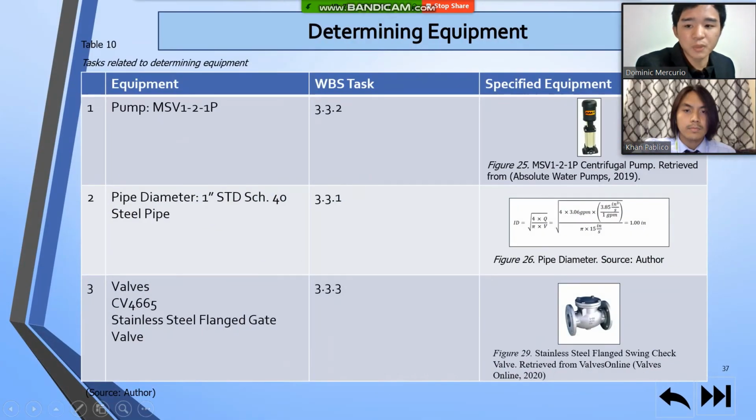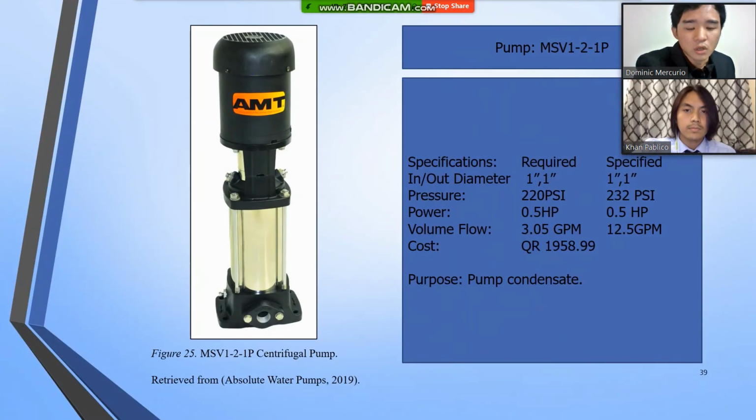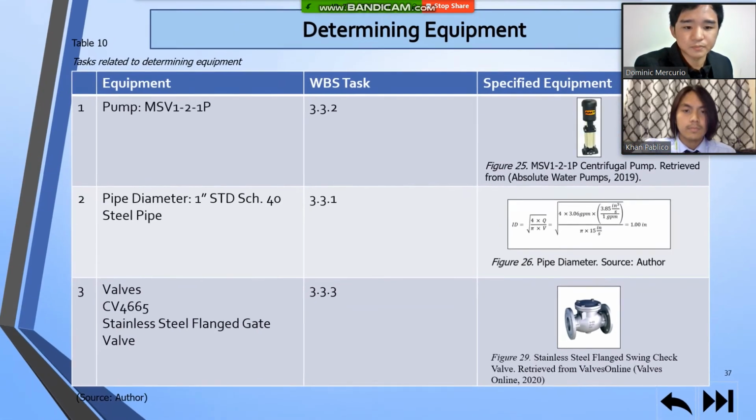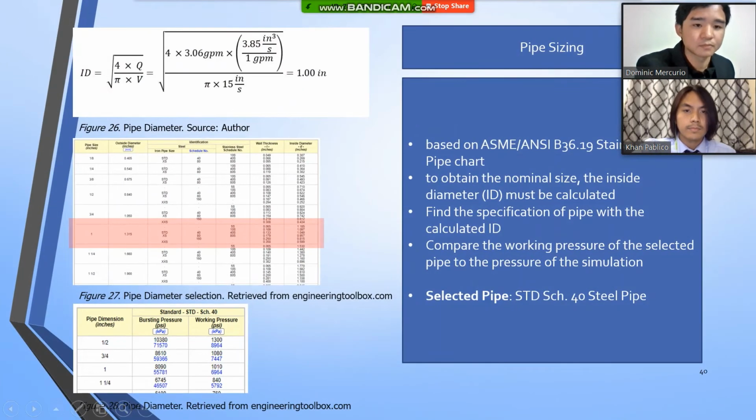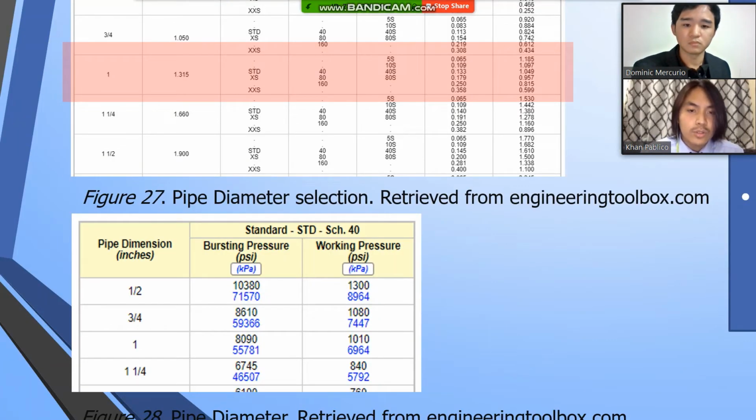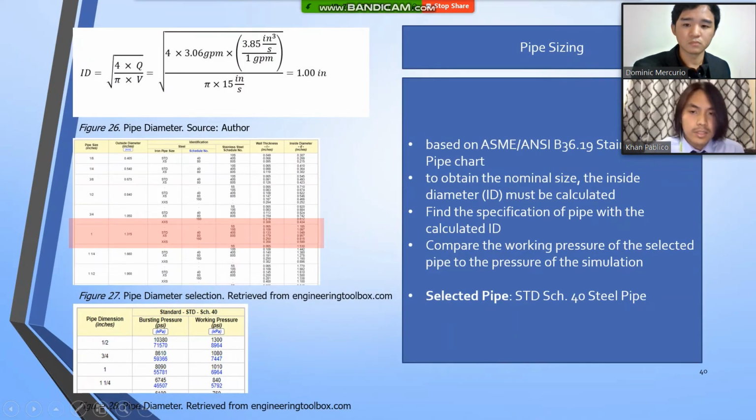The first equipment is the pump. The MSV121P will pump condensate from the tank into the system. The second is the pipe diameter. This pipe diameter is calculated using the volumetric flow rate that was calculated earlier while running the boiler. We decided to choose Schedule 40 steel pipe.